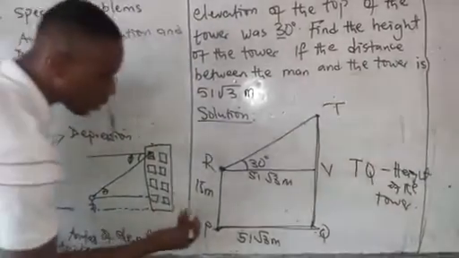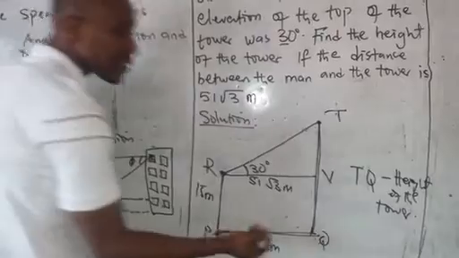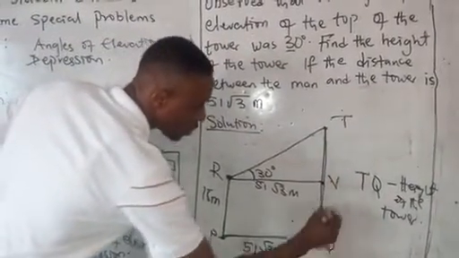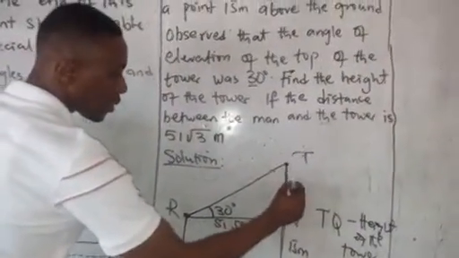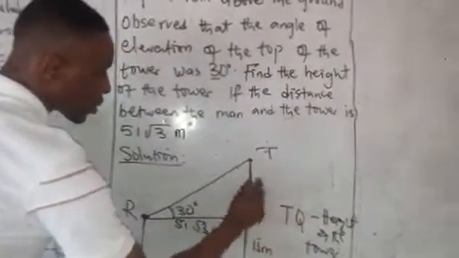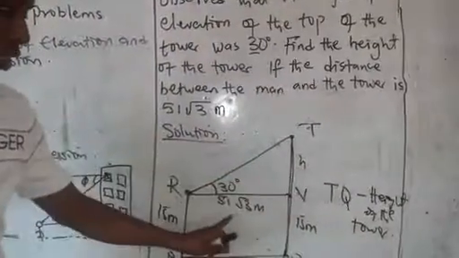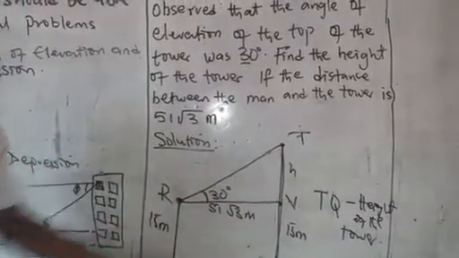Now, you will agree with me that if here is 15 meters, from R to P is the same thing as V to Q. So if here is 15 meters, it means from here to here is also 15 meters. So we need to find the height here, TV. Let's call it small h. Since we are looking for small h, and we have the horizontal side as 51√3.